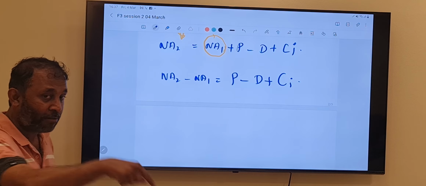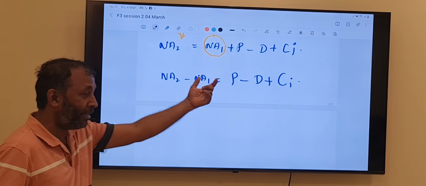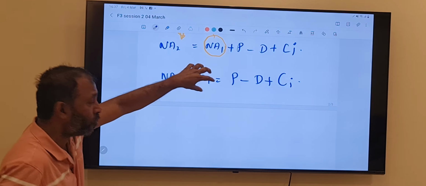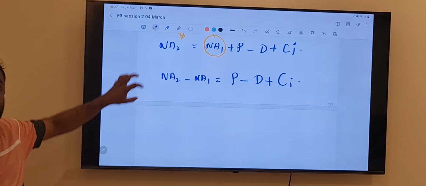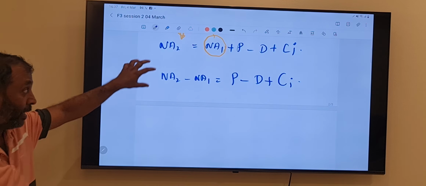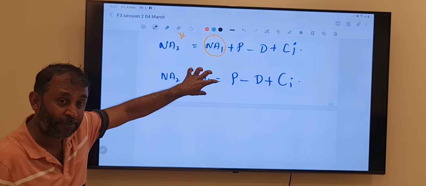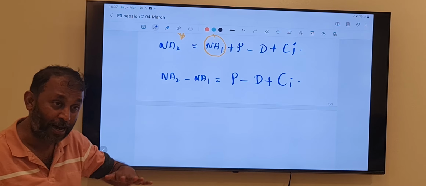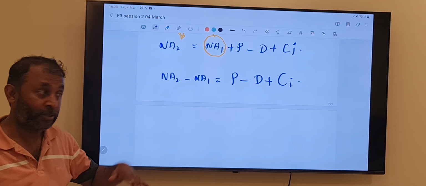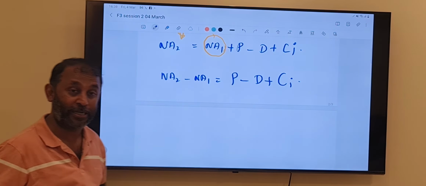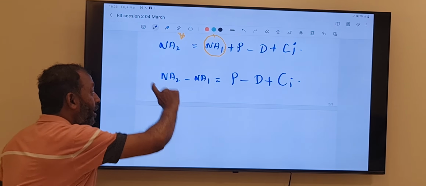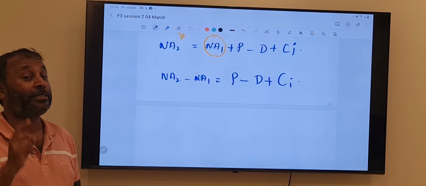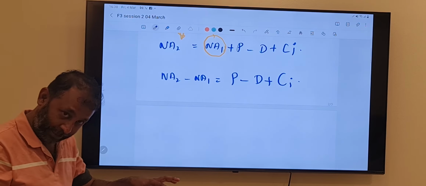Now, in the previous example I gave you 200 minus 100. Another example, 150 minus 250. At the end, how much do I have? 150. At the beginning, how much do I have? 250. What happened now? 100 reduced. Minus means reduced, again due to these reasons. So we call it increase or decrease in net assets. The starting word is increase or decrease.